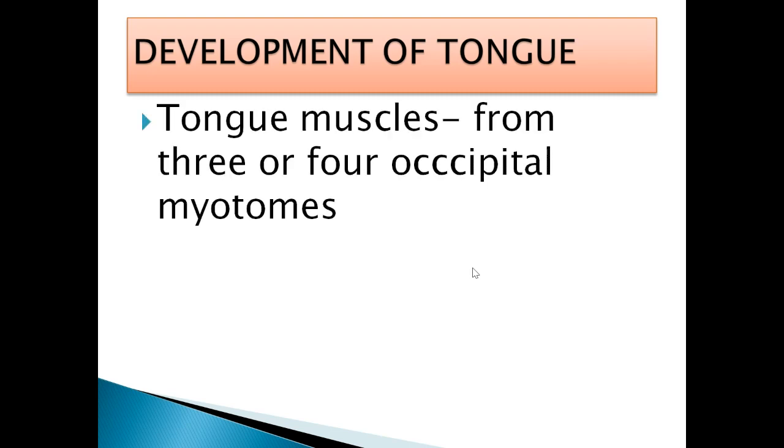Tongue muscles are developing from the 3 to 4 occipital myotomes. Myotomes mean, can anyone recollect and tell? It's a part of the somite. So these tongue muscles now develop from the occipital somites, myotomes. How they invade the tongue? They migrate ventrally along the epipericardial ridge and invade the tongue rudiments in the floor of the definitive mouth.